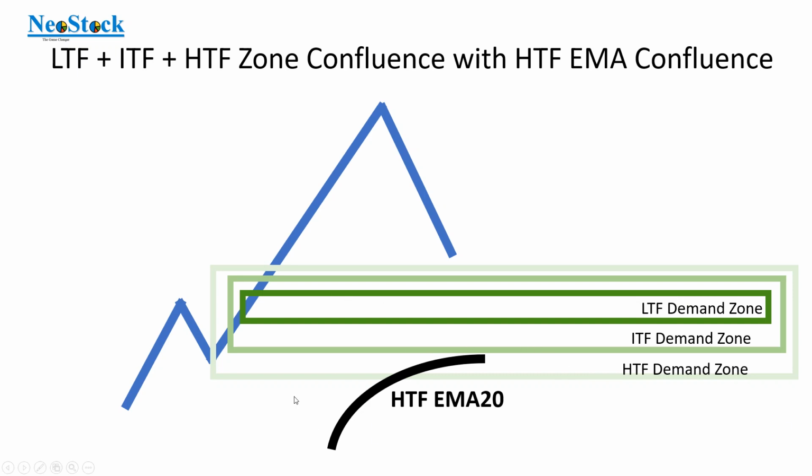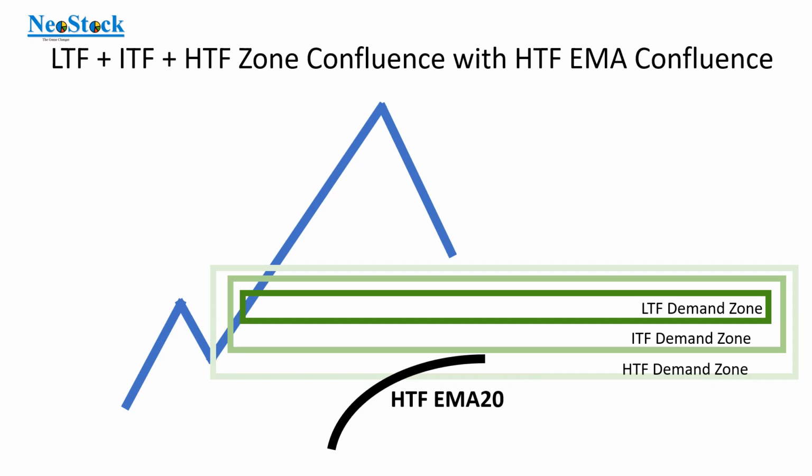Now this HTF zone is having HTF EMA confluence. Like I told you earlier, there is no rule that the HTF zone should be inside the LTF fine-tuned zone. There is no rule. It can be anywhere. But the HTF zone should have a confluence. Maybe at the proximal line or a little below the proximal line or anywhere inside this HTF zone, or maybe at the distal line, or maybe a little above the proximal line, or a little below the distal line. Anything is valid.